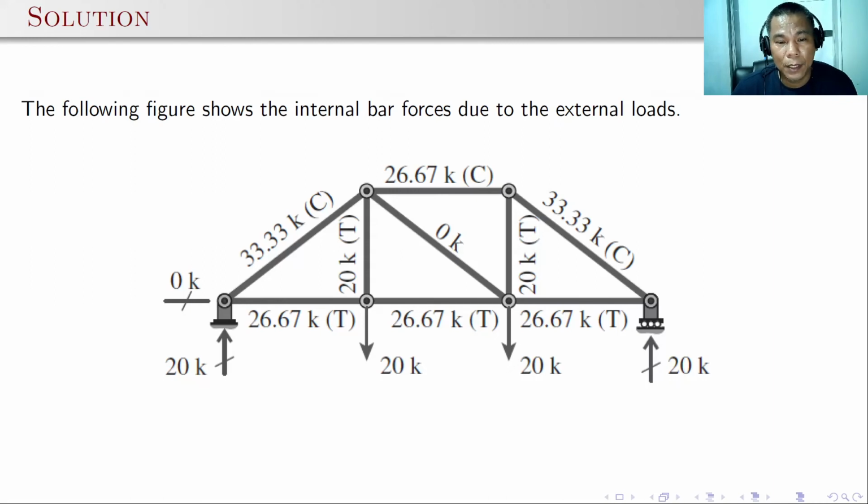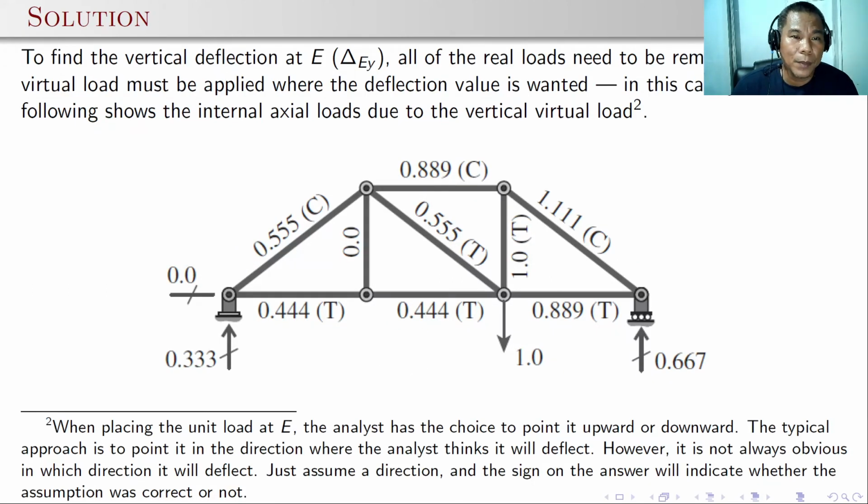You can see here you have to indicate if it is tension or compression, because as we use this in our computations, you can assume tension to be positive and compression to be negative. To find the vertical deflection at point A, that is delta A sub y, all of the real loads need to be removed, and a unit virtual load must be applied where the deflection value is wanted. In this case, joint E.